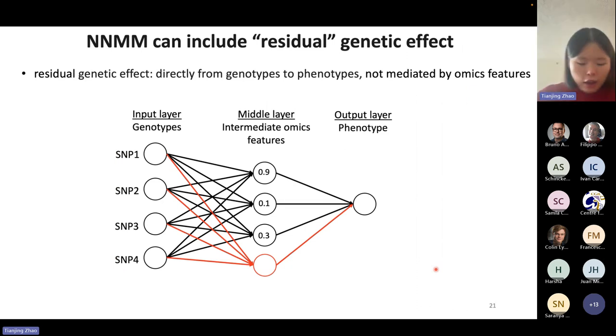Okay, and now you may ask, what if we have some residual genetic effects? So that is directly from genotypes to phenotypes and not mediated by omics. In NMM, this can be included by adding extra hidden nodes in the middle layer. For example, this red part can account for the residual genetic effects directly from genotype to phenotype.